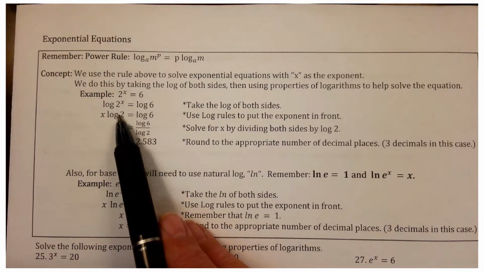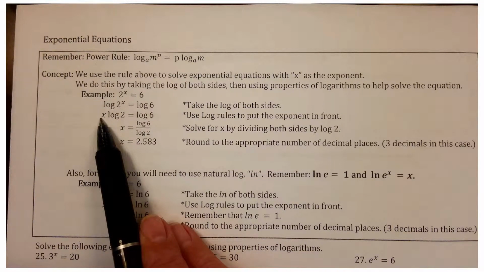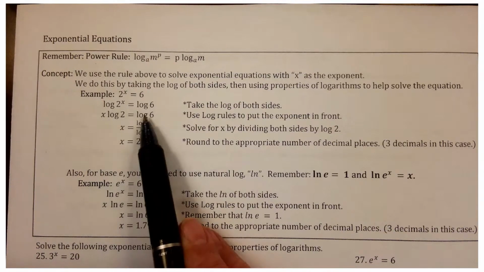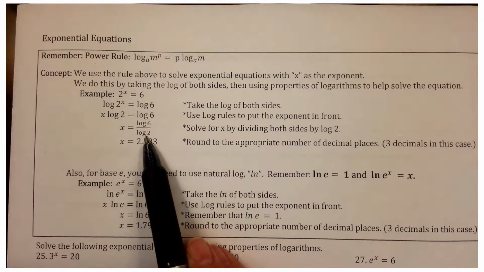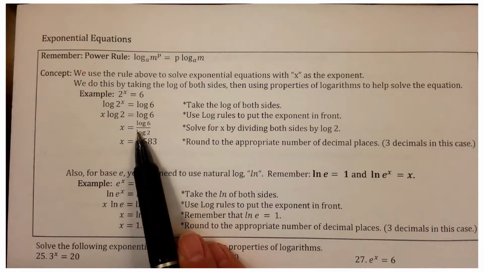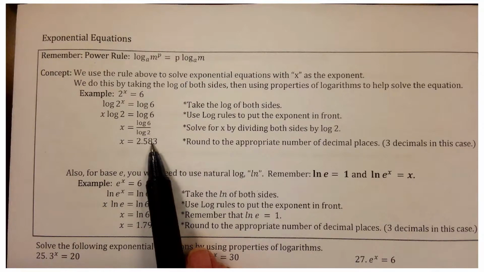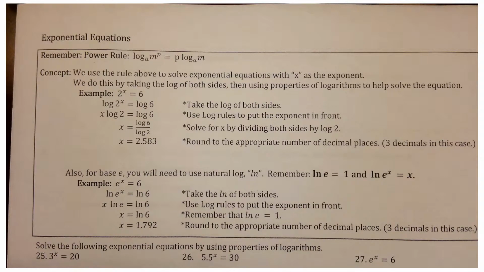So if this is a number times a variable and I want to get the variable by itself, I would divide by that number on both sides. And I would put this in the calculator, log of 6 divided by log of 2, and get my answer and just round to the appropriate decimals that you may be given in your problem.